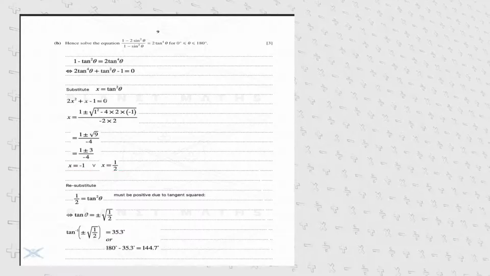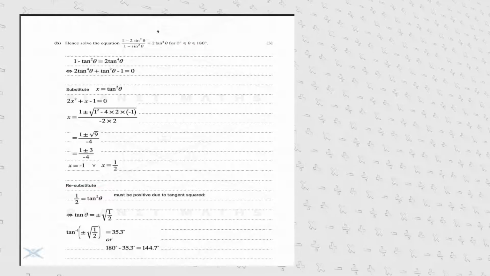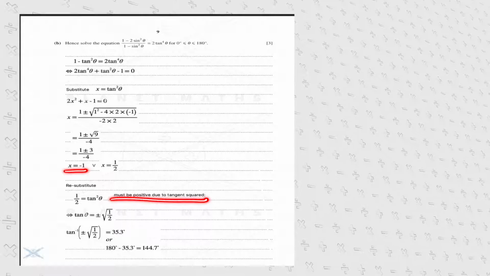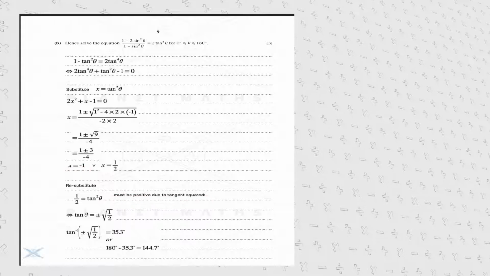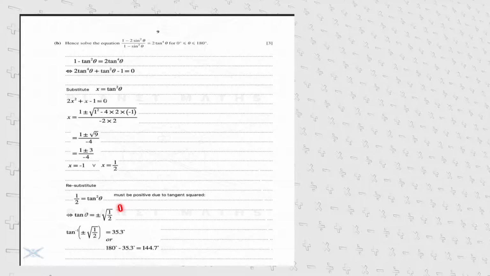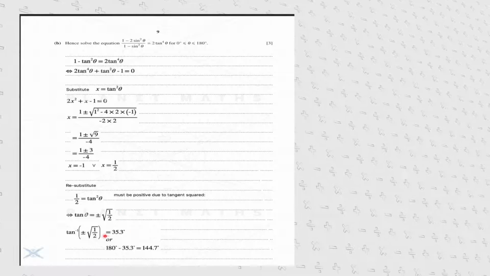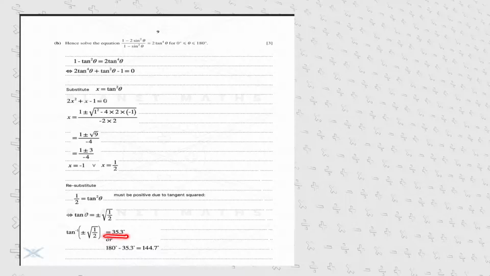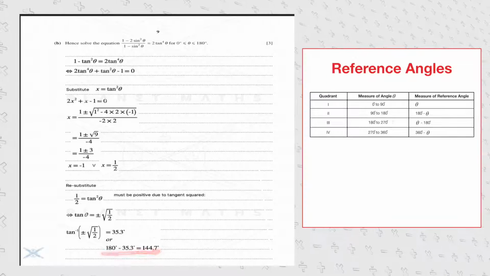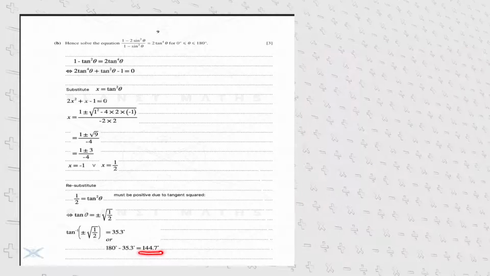In order to now determine our values for theta, we have to perform a resubstitution, and since tangent squared theta can never contain a negative value, since any number squared delivers a positive number, we only have to investigate the equation 1.5 equals tangent squared theta. After taking the square root on both sides of the equation, we are provided with two solutions, the first one being 35.3 degrees, and the second can be found using the reference rules for angles provided, and we can conclude that the size of the second angle must be 144.7 degrees.